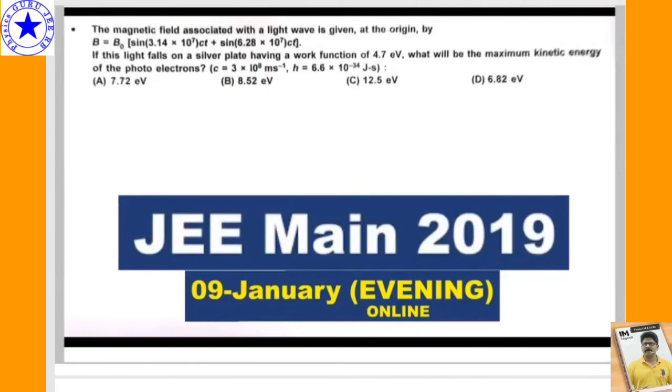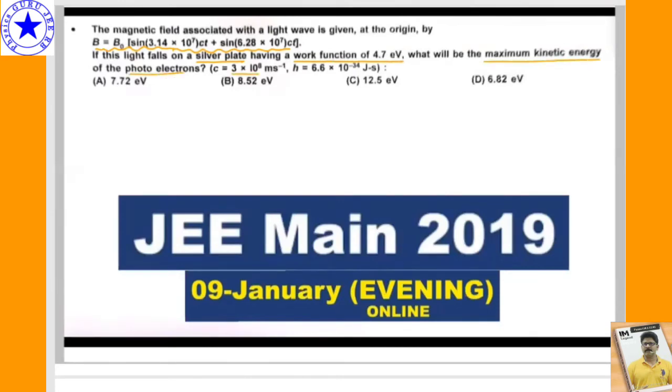This is the given equation, that is B equals B naught sine of 3.14 into 10 to the power of 7 Ct plus sine of 6.28 into 10 to the power of 7 Ct. If the light falls on a silver plate having a work function 4.7 electron volts, what would be the maximum kinetic energy of the photoelectron?